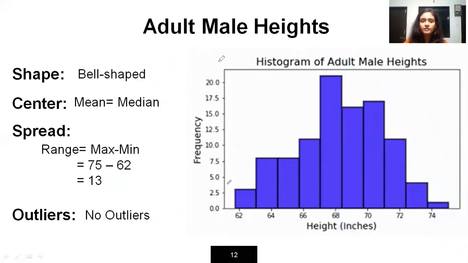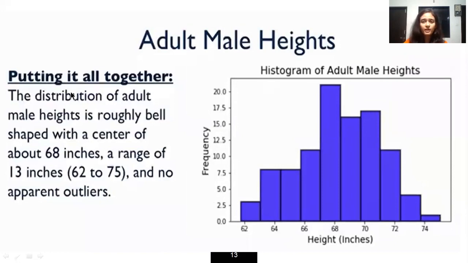Now let's see all these things together. Putting it all together, the distribution of the adult male heights is roughly bell shaped with a center of around 68 inches, a range of 13 inches, and no apparent outliers. So from this graph, I can see that in my adult male graph, all the persons are senior citizens, because the age starts from 62 and has a maximum age of 75. So in my data set, all the senior citizens data are present over here.